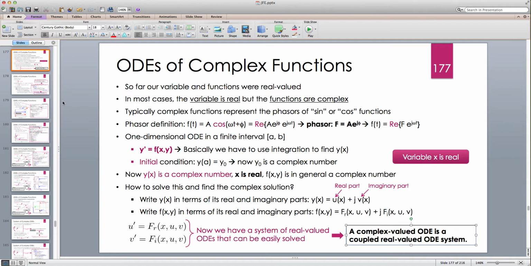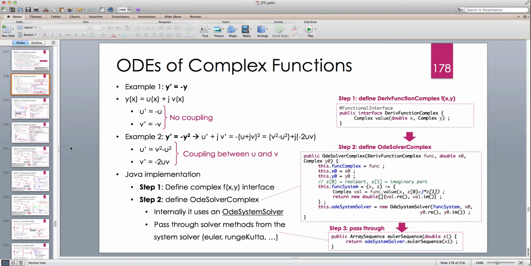The only extra step is to convert the original equation y prime equals f of x and y into the system of equations u prime equals f sub r and v prime equals f sub I. That's the extra step, and that's what we're going to do. I'm going to define an interface, derive function complex, that returns a complex value. This represents our complex function f of x and y. X is real, a double value, and y is a complex value. So x real, y complex, and it returns a complex value.